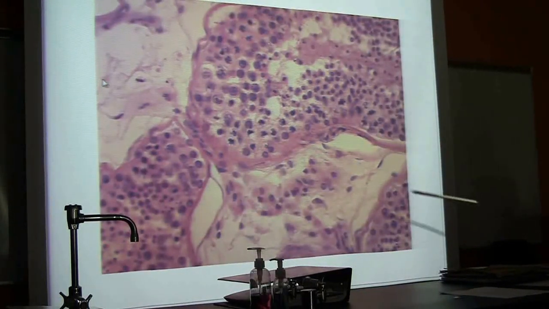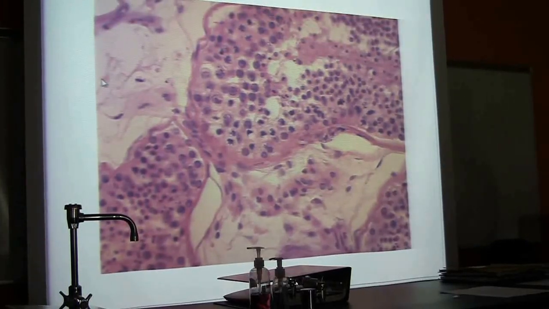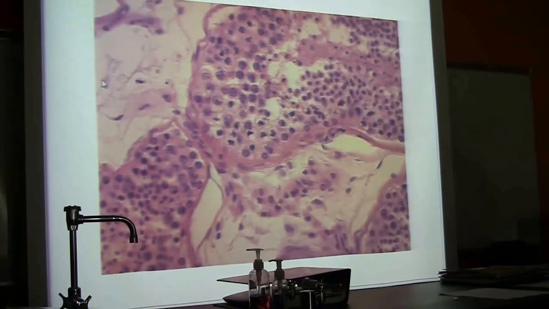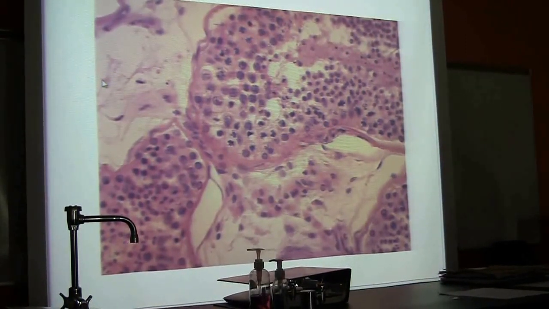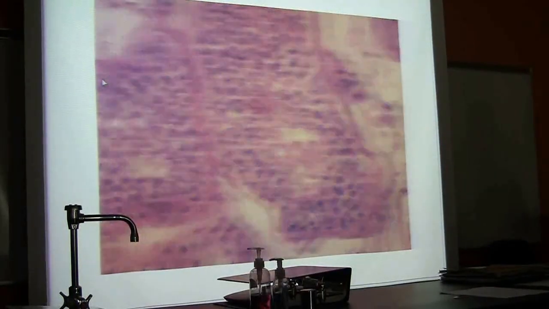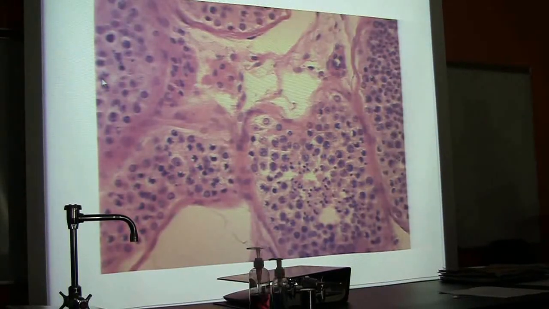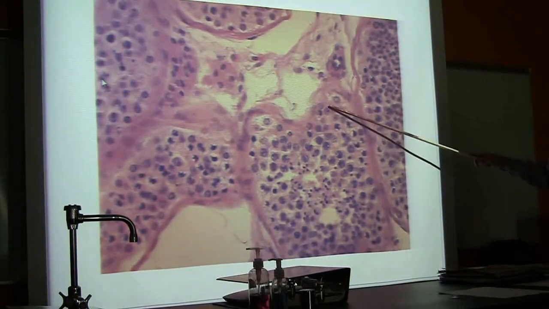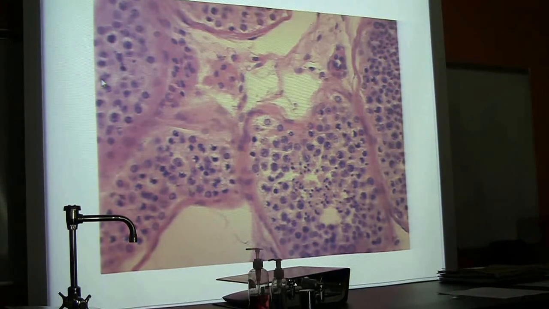You also got cells in between the seminiferous tubules. These would be the interstitial cells, again, that produce the male sex hormones. Interstitial cells, or the Leydig cells, those are also known. And as you look to the outside, you'll see some of these oval nuclei with the prominent nucleolus. These again are the nuclei of the sustentacular or Sertoli cells that provide nutrients for the sperm.